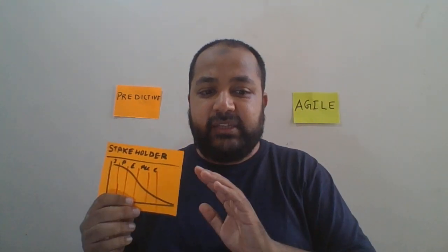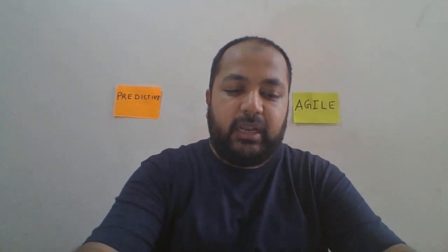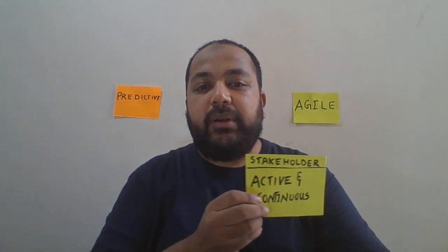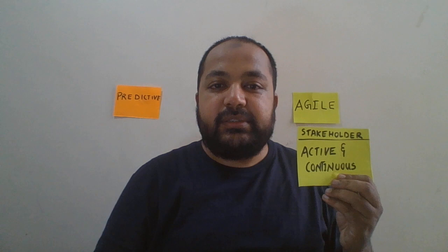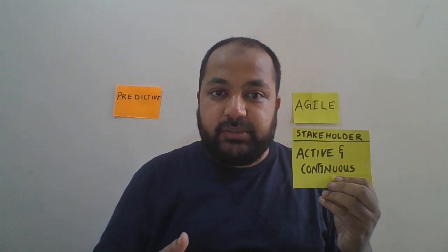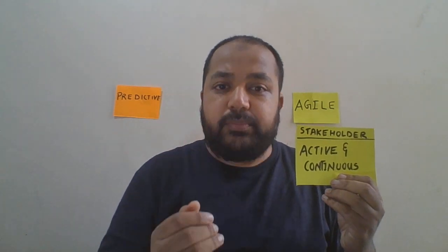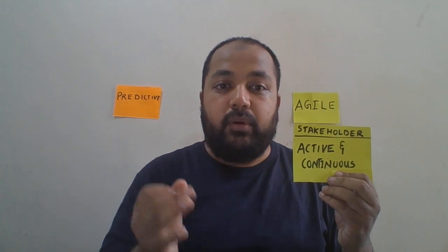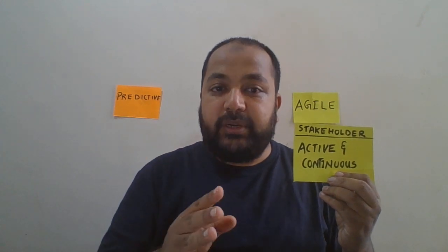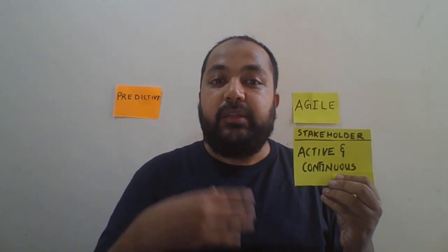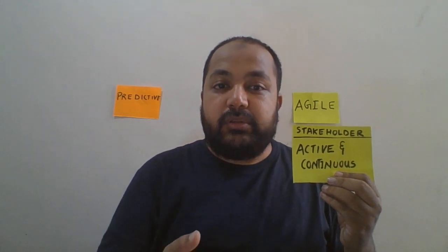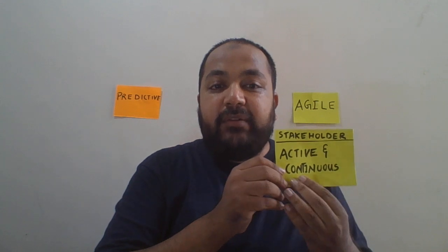Okay, that's in predictive. What happens in an agile project? For an agile project, the stakeholder involvement is active and continuous throughout the project. How do you say this? Active and continuous because you have sprint planning, backlog grooming, sprint demos, and retrospectives. Every time you are engaging the customer, with the daily scrum, getting updates, meeting the product owners, and getting input from them. So it is active and continuous.